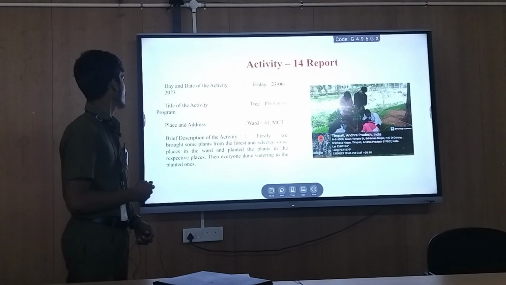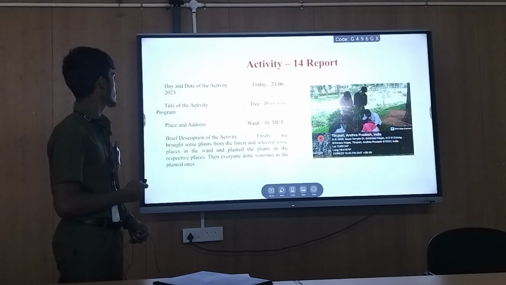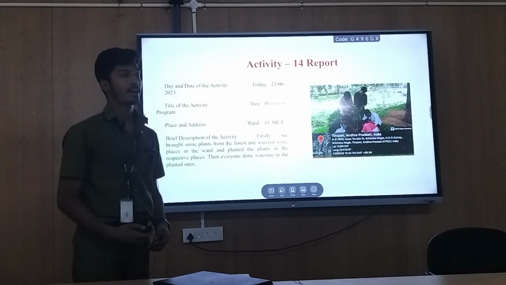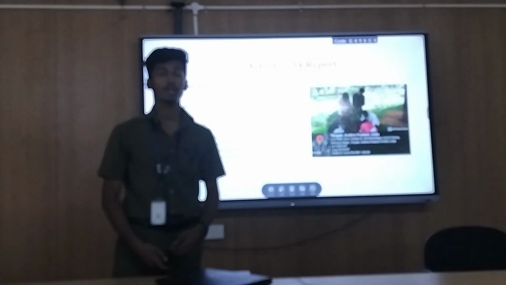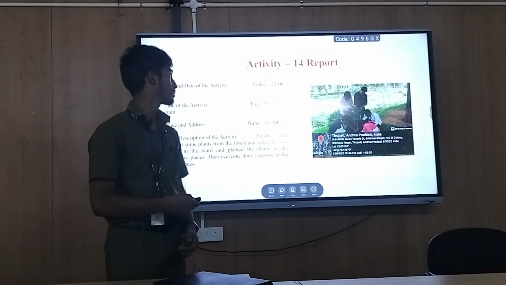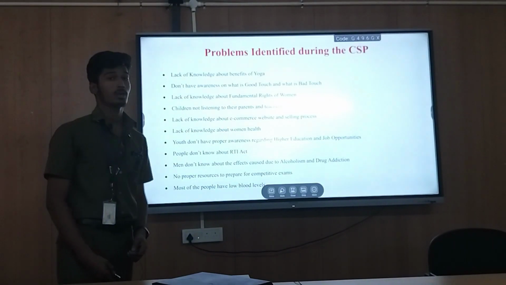Activity 14 report. We did this activity on 23rd June 2023. The title of the activity is Tree Plantation. Firstly, we collected some trees from the forest and selected some areas in our ward, and we planted them in their respective places, and everyone watered every plant.